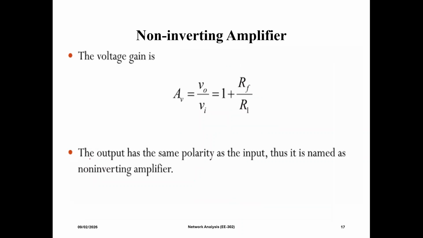From that result, the voltage gain is found by taking the ratio of output voltage over input voltage, that is equal to 1 plus RF over R1. Notice that there is no negative sign here, so this means the output has the same polarity as the input, and that is why this is called a non-inverting amplifier.